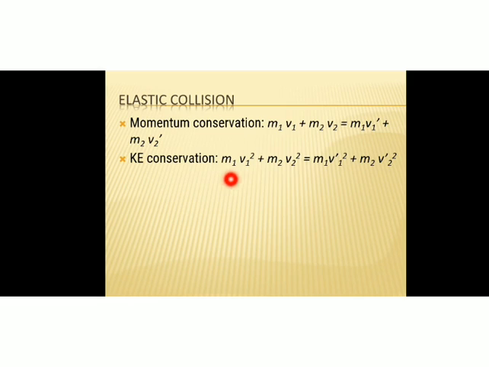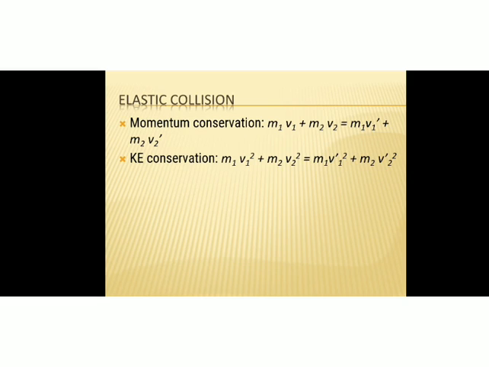So the quantity on LHS is the total kinetic energy before collision. The quantity on RHS is the total kinetic energy after collision. So the total kinetic energy before collision is equal to the total kinetic energy after collision. This is the conservation of kinetic energy.